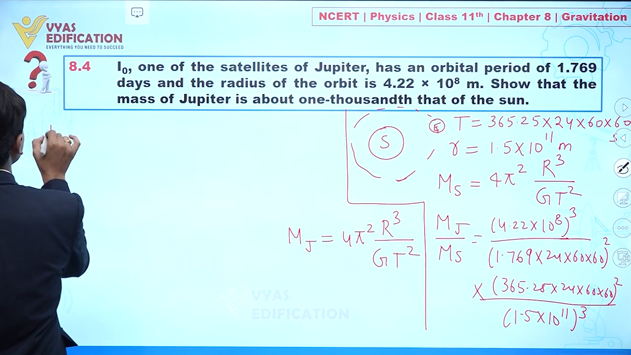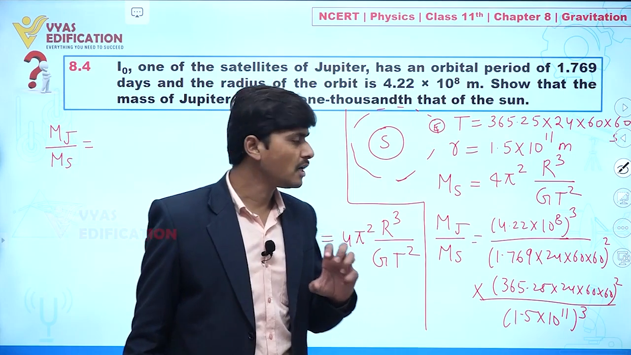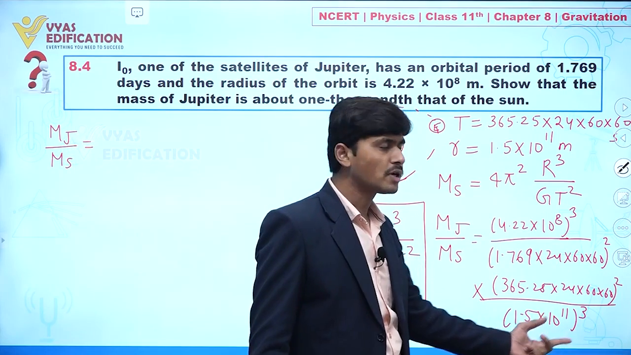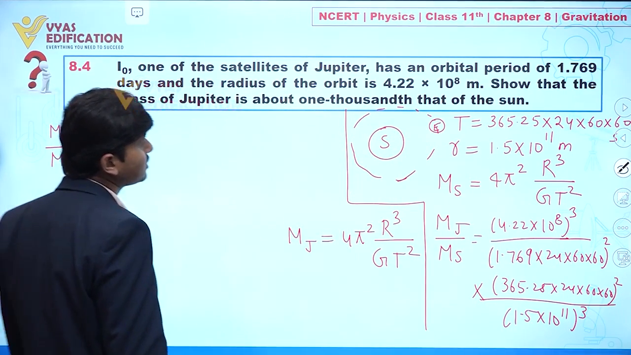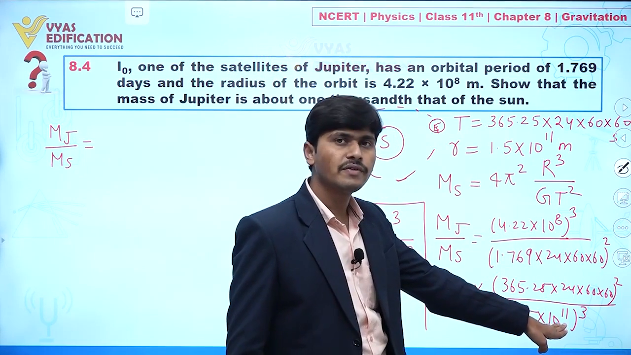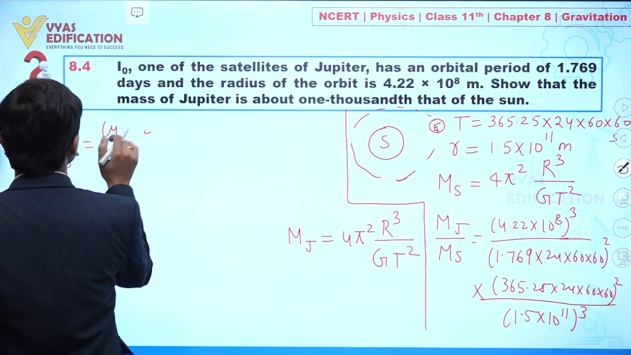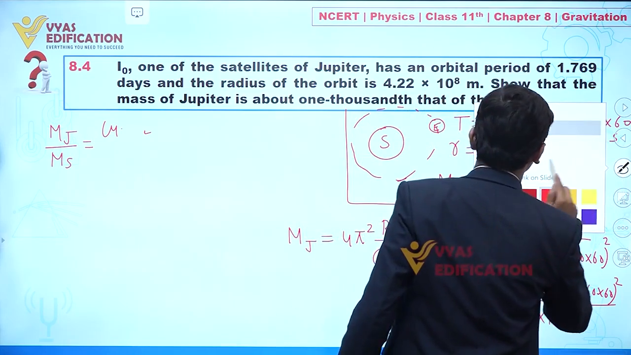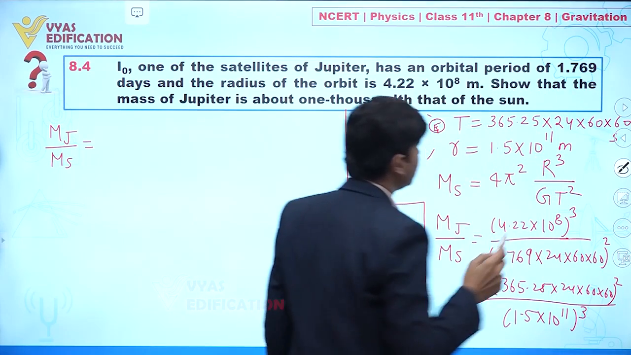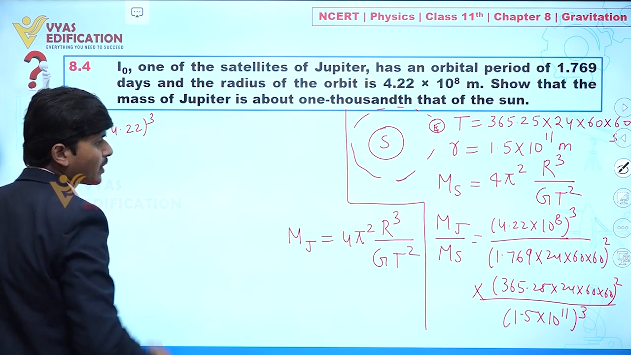Now we can write like this, mj divided by ms, this is given by, clear. Now first try to cancel as much as you can. This is 10 to the power 24, this is 10 to the power 23. It means I can say this is 33 and this is 24. So 24, we will find 10 to the power 9, clear. So we can write like this 4 point, just a minute. Yes. So here we will find this is 4.22 whole cube, clear.